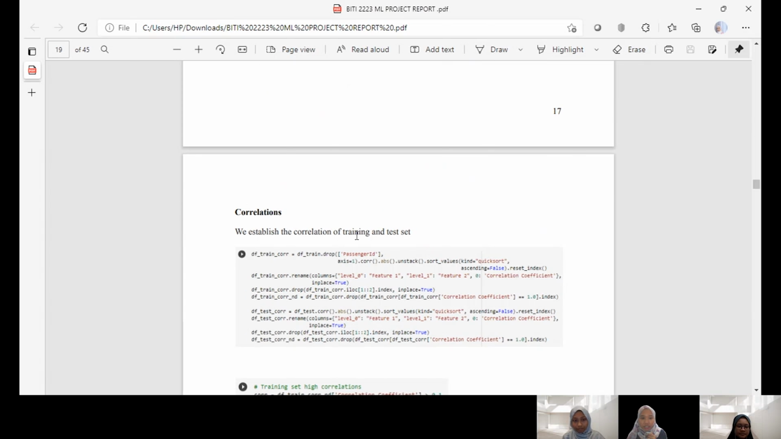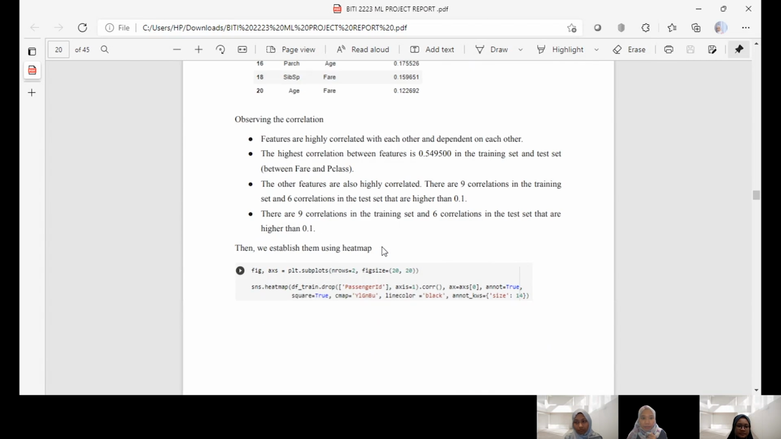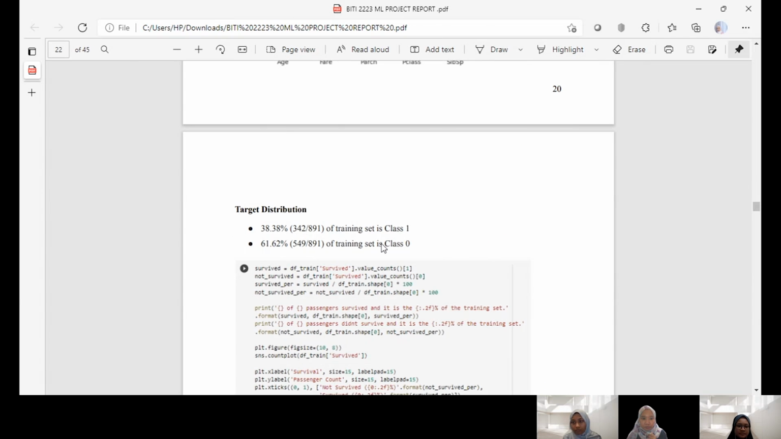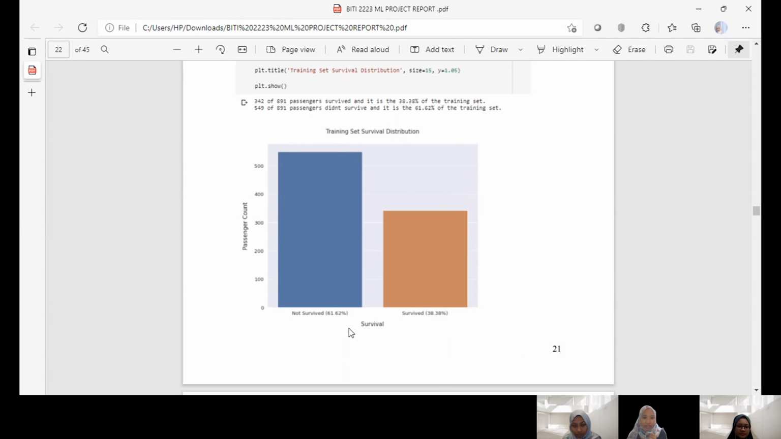We will establish the creation of the training and test set, and we will present them in a heat map. Here is our heat map. We have the target distribution, which is 38.38% of the training set is class 1, and 61.62% of the training set is class 0. Here is the graph, as we can see, showing how many percent did not survive and survived.